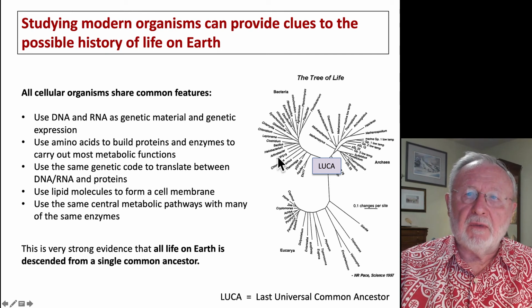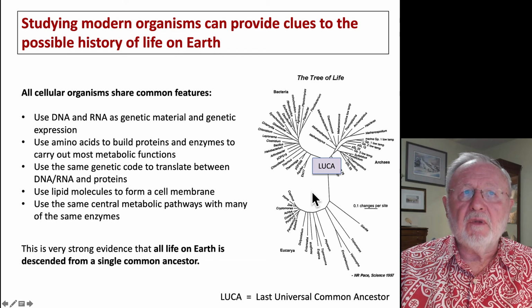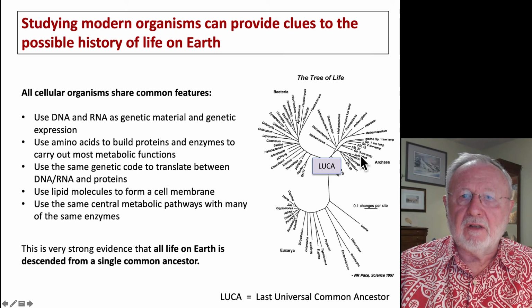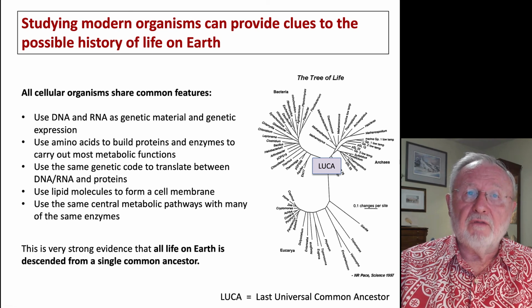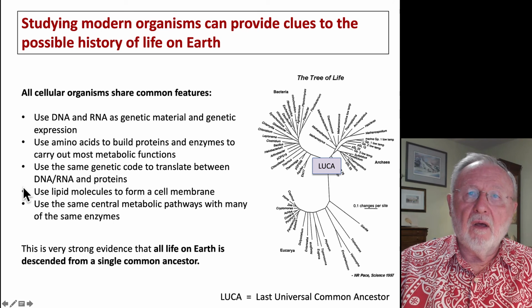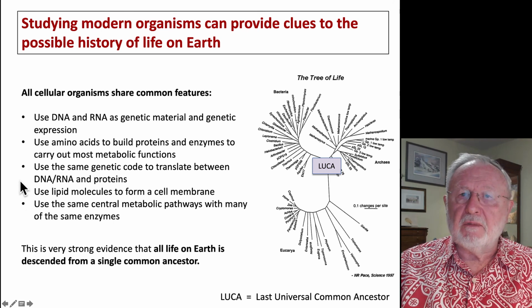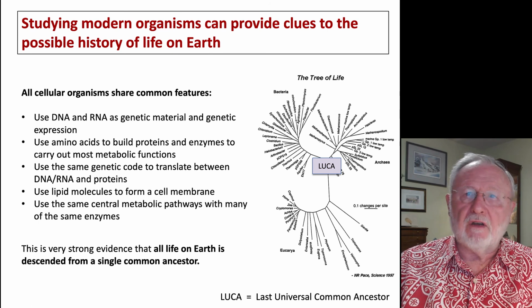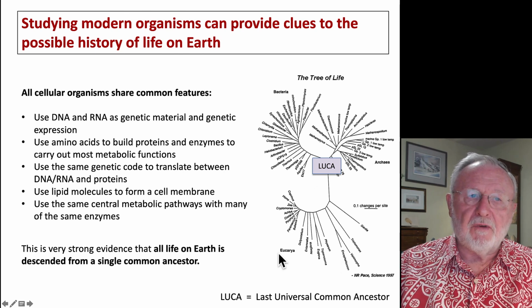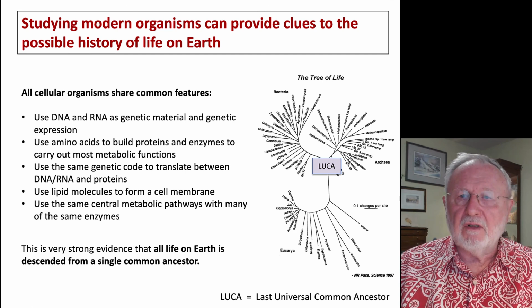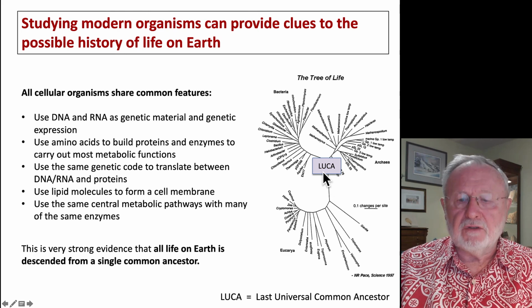When we look at this family tree and try to explain the patterns, we see some features that are common to all of the bacteria, archaea, and eukarya. That is, they all use DNA and RNA as the genetic material and for genetic expression. We use the same gene sequences to identify the amino acids that are used to build proteins. So we use the same code. Each of these forms of life uses lipid molecules as a mechanism to form a cell wall. And it turns out, as we'll see in a future lecture, that there are common central metabolic pathways among archaea, bacteria, and eukarya. Each of these provides strong evidence that all of life is descended from a single common ancestor that we call LUCA, the last universal common ancestor.